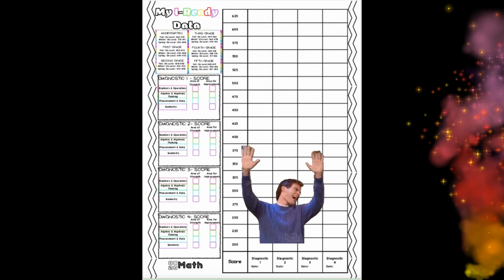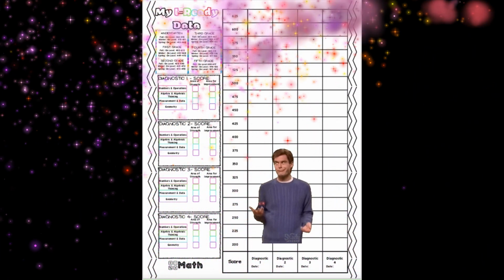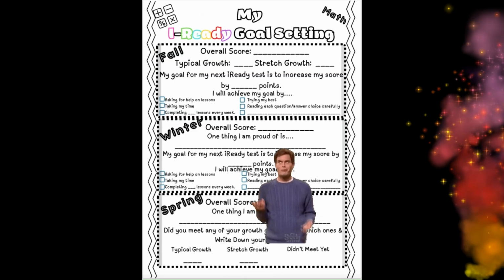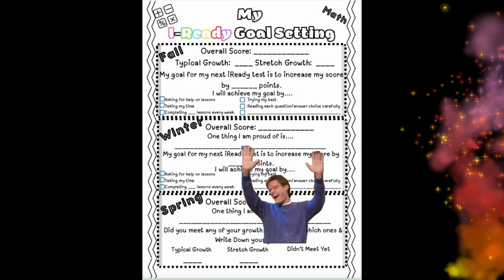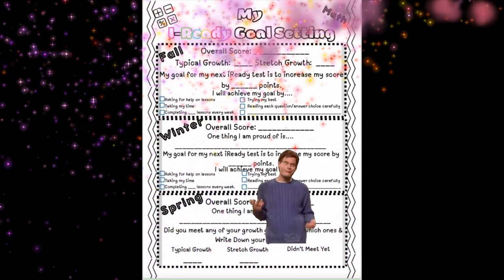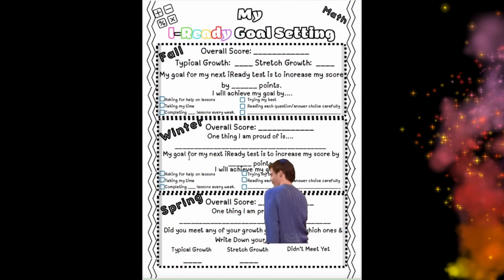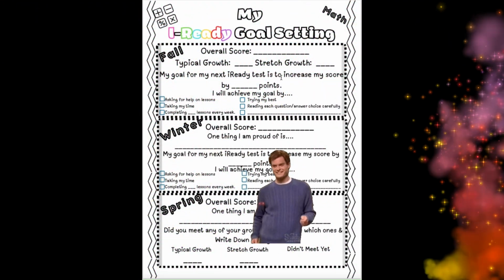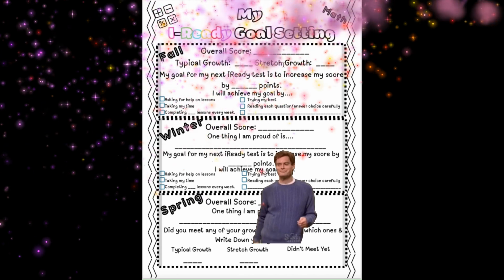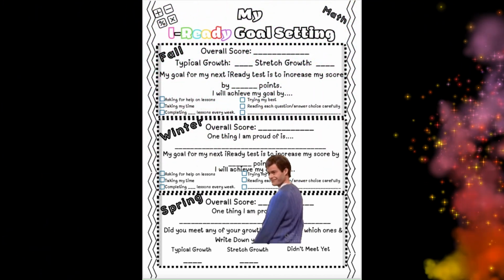And then the last thing that I have in relation to data talks with students about iReady diagnostic scores is goal setting. This was just something I made because I needed something simple and easy to help guide my conversations with students about what they're going to do next time. So it has fall, winter, spring, and then you have your overall scaled score. You put your typical growth and your stretch growth. This is just for the top part because you don't need to put that every single time for winter and spring.